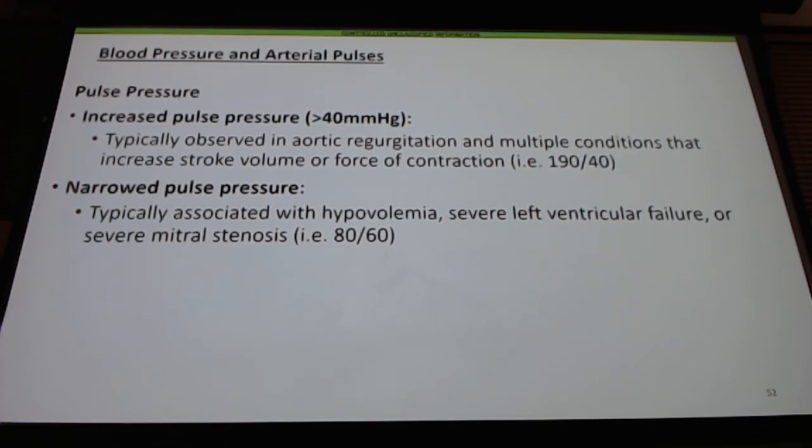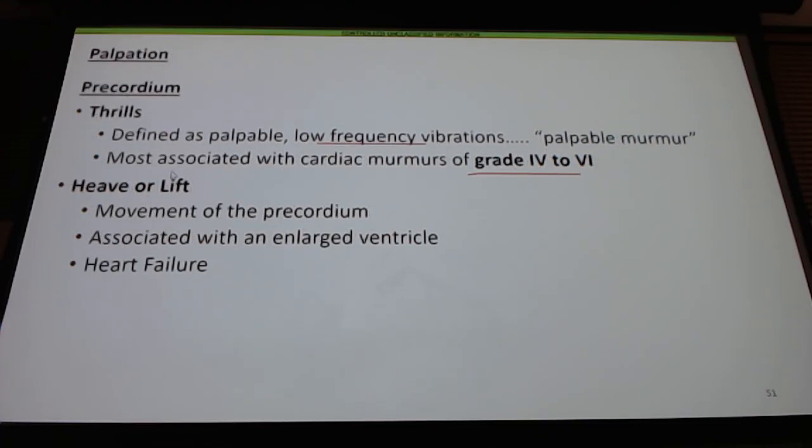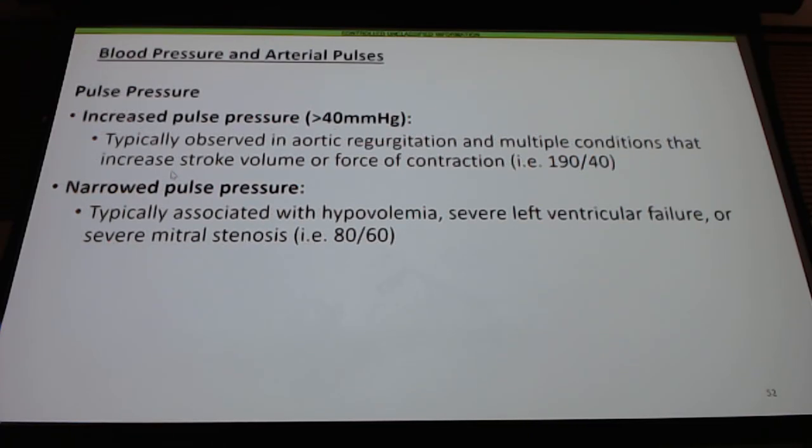We'd also talk about pulse pressure differentiation. So the pulse pressure is really the difference of your systolic minus your diastolic pressure. Normally it should be anywhere from 20 to 30, but if it's more than 40, then that is an increased pulse pressure, which could indicate different pathologies.